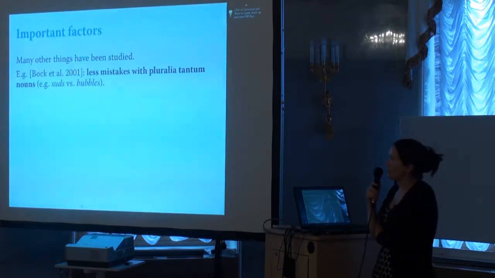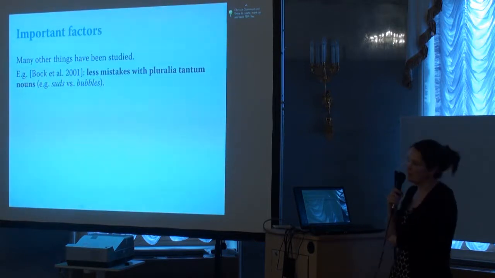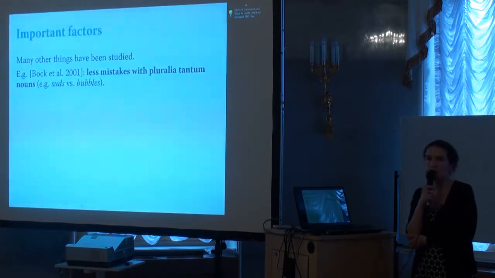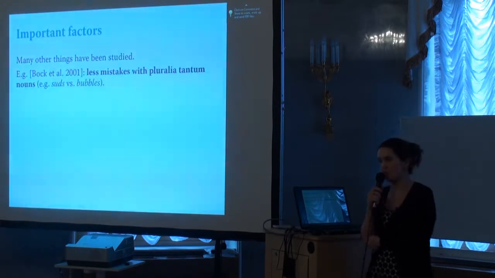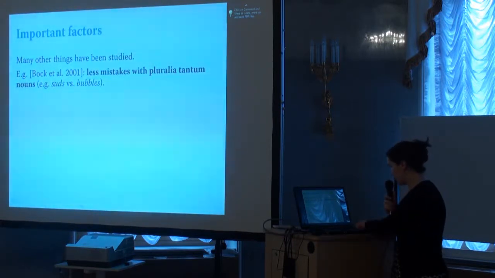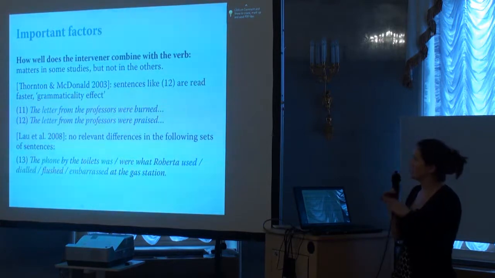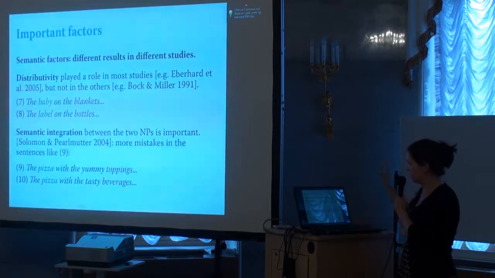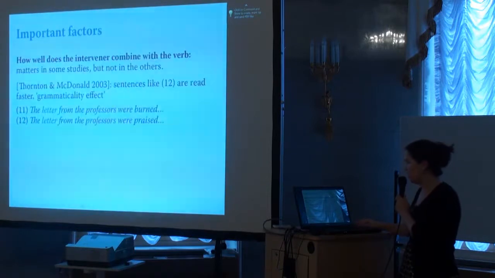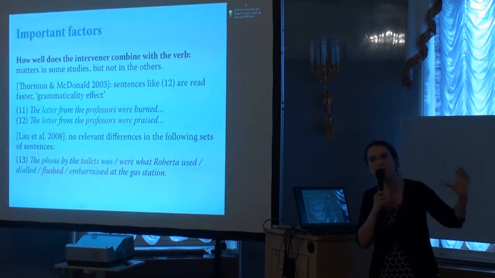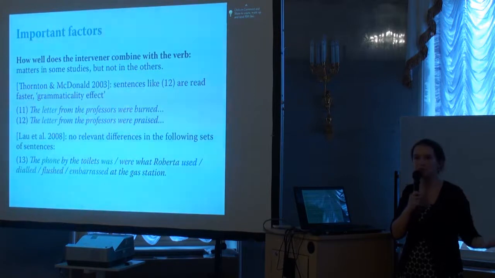And I just made a selection of things that I thought are the most interesting, but actually many other things were studied on the example of these agreement attraction mistakes. Probably what I should comment on here, what I haven't done, is that when people were looking at distributivity and semantic integration, the question that they were trying to answer was, is it just a formal mistake? Or does it influence the resulting interpretation of the sentence?